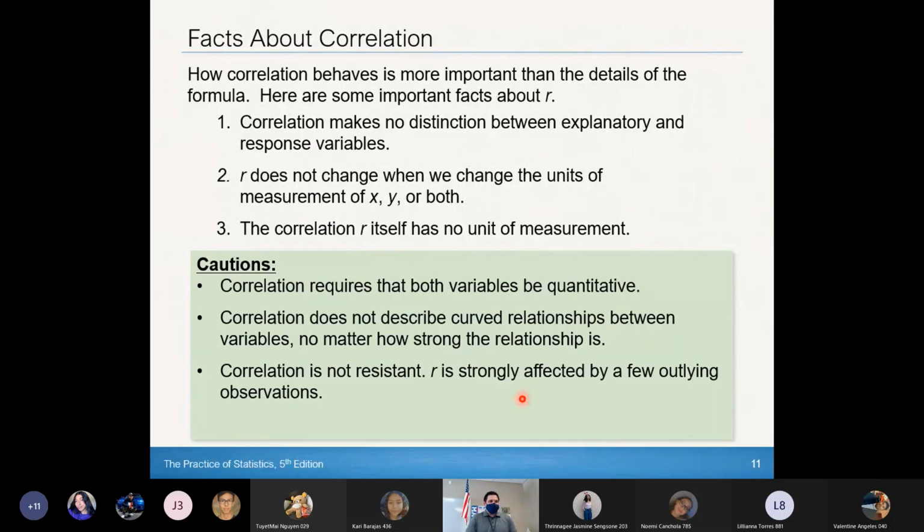Correlation is not resistant. R is strongly affected by a few outlying observations. This is not resistant to outliers. So if we have outliers, those will have a drastic effect on R. This is because R is calculated based on mean and standard deviation. Neither of those values are resistant to outliers. And lastly, correlation is not a complete summary of two-variable data. It's just one measurement.